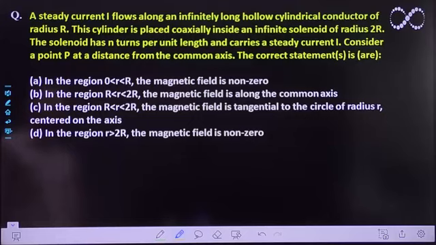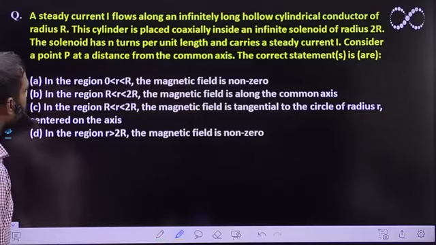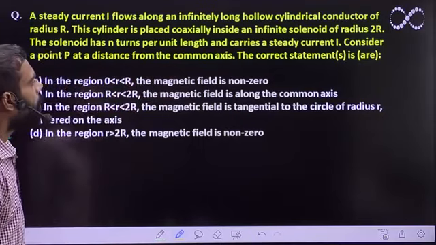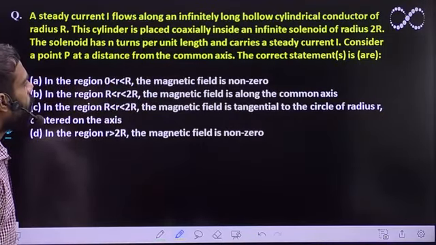Okay, hollow cylindrical conductor of radius R. So let us see what is given in the question. And this cylinder is placed coaxially inside an infinitely long solenoid of radius 2R.